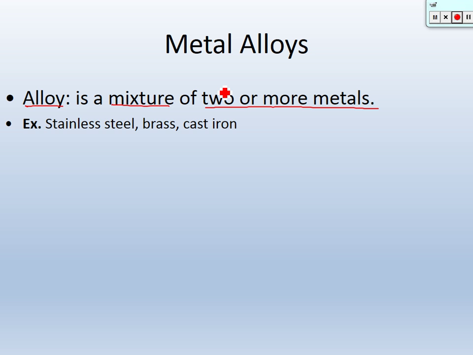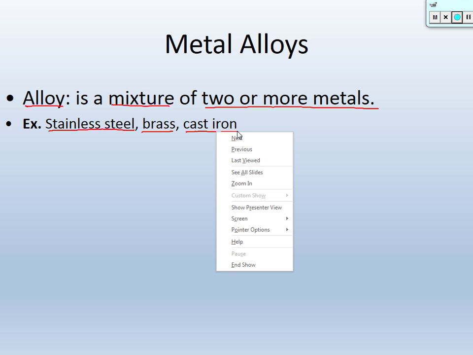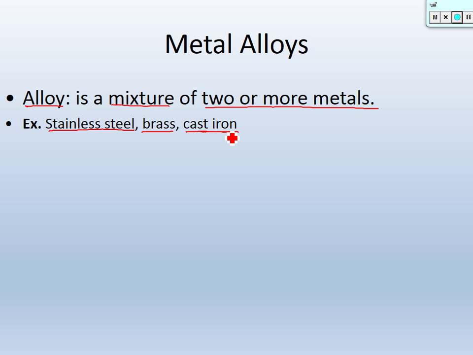There's a lot of examples of alloys, but stainless steel is an alloy. Brass, we made brass in the Golden Penny Lab. Brass is a mixture of copper and zinc. Cast iron is also an alloy. Okay? So these are mixtures of two or more metals.